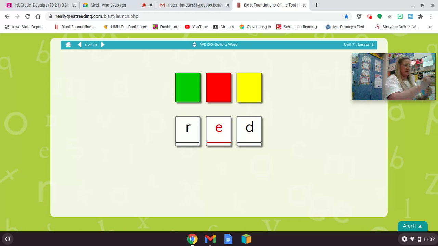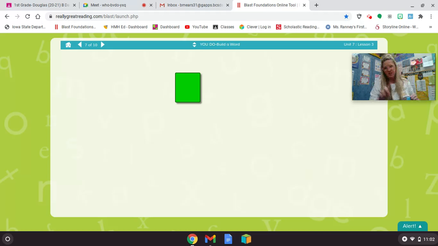All right, let's go to the next word. Clear your boards. We'll touch and say red really fast. Red. Touch and say that on your own. And then clear your board, and we're going to go to the next word.